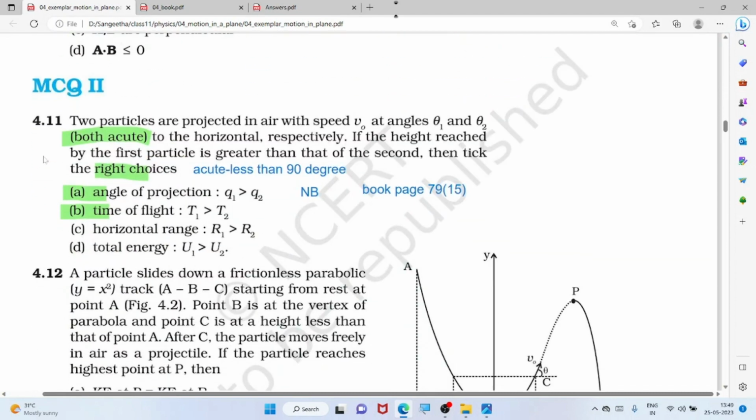Two particles are projected in the air with the speed and angle of this much to the horizontal respectively. If the height reached by the first particle is greater than that of the second, then we have to choose the right answer. This is the angle of projection, time of flight, horizontal range. There are different formulas in this. Number 11.